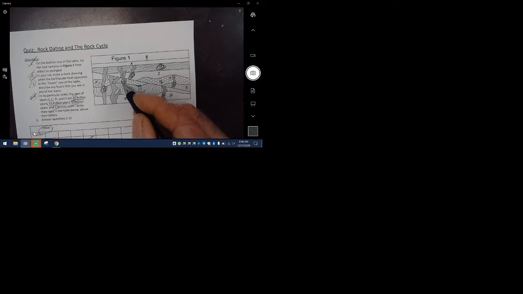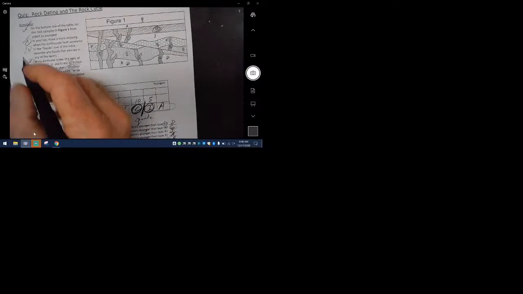I skipped number 3. Number 3 says in the fossil row, describe any fossils you see in any of the layers. So I see the bug in layer F. I'm going to write bug. And I see the snail in layer B. It doesn't really matter what this thing is. You can call it anything you want. Snail. All right. So I've got all those done.